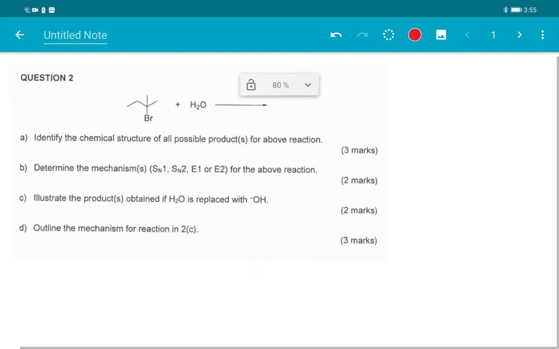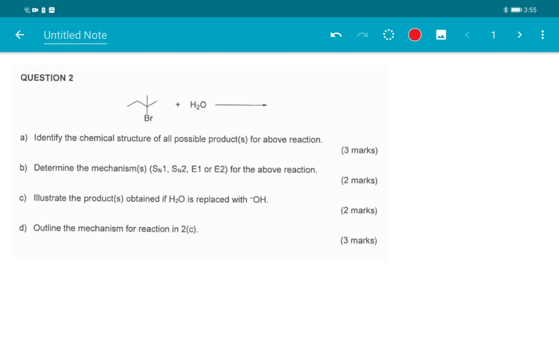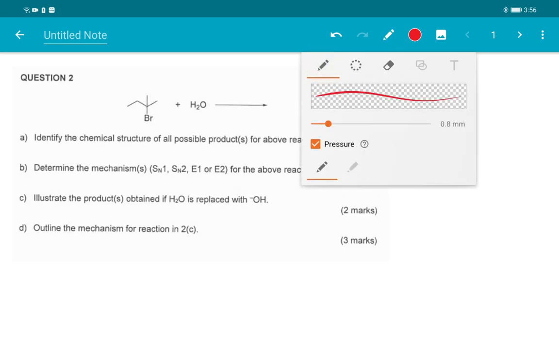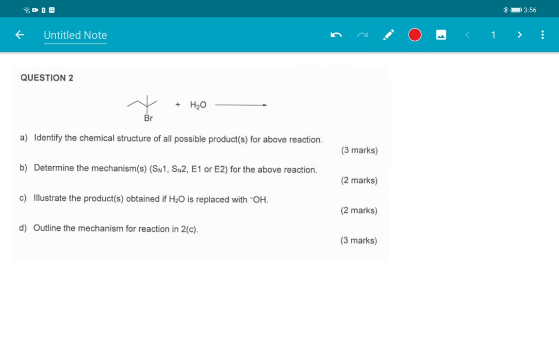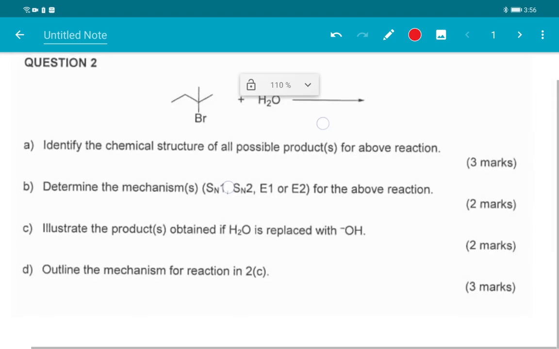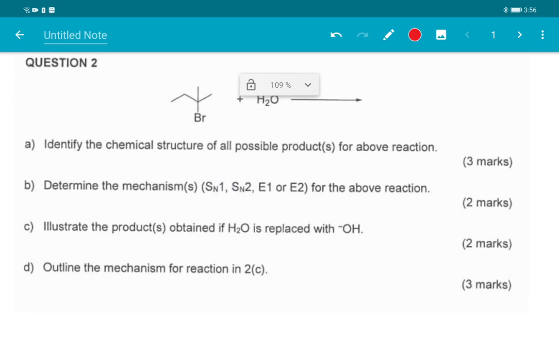All of these questions were taken from previous final exam papers, which include section 258 and also section 257. So here we go. For this question, you are given a diagram of an alkyl halide together with water molecules. Let's read the question.